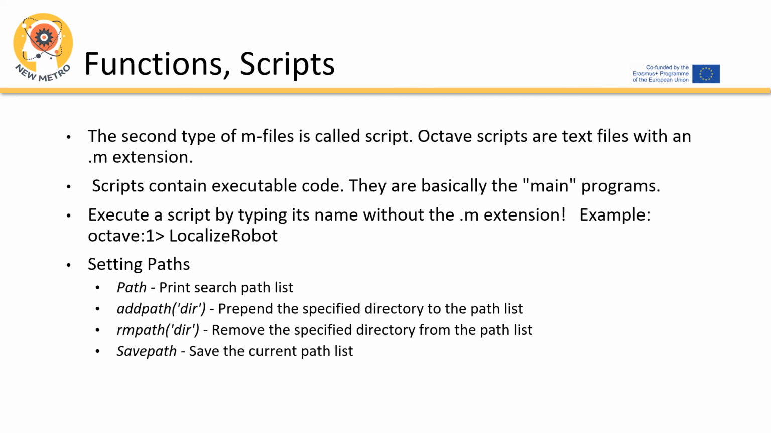The second type of M files is called a script. Octave scripts are text files with an .m extension. Scripts contain executable code. They are basically the main programs. We can execute a script by typing its name without the .m extension, for example, localize robot.